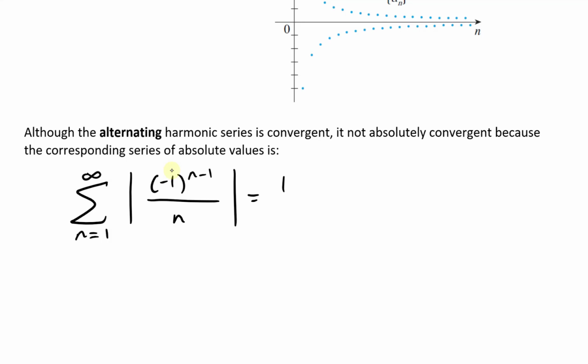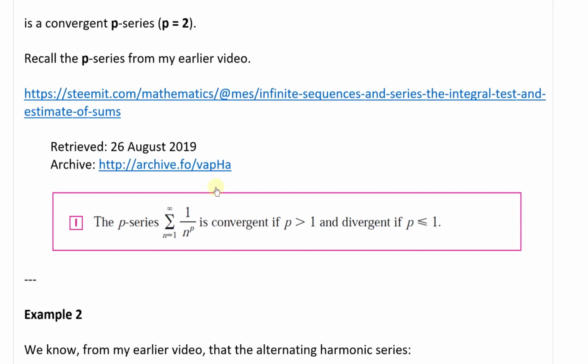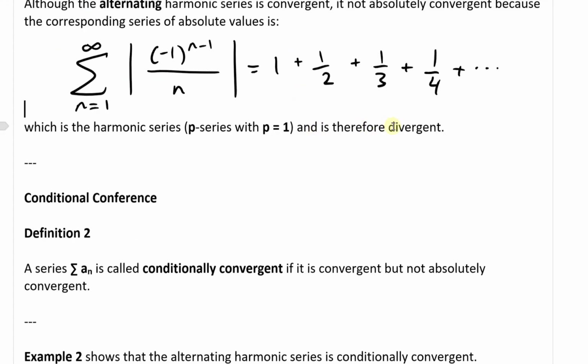So it just equals 1 over 1, or I'll just put 1 plus 1/2 plus 1/3 plus 1/4 plus dot, dot, dot. And as I just stated, this series right here is just the harmonic series, or p-series, with p equals 1 here. So it's the same thing as the one I illustrated here: 1 over n^p, where p is 1. It's convergent if p is greater than 1, but divergent if p is less than or equal to 1. So as stated over there, it is therefore divergent, as I've gone over in my earlier videos on that.